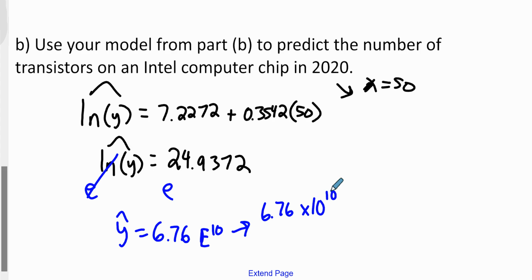It actually will give you a lot of zeros. It's 67,600,000,000. It's moving that exponent over 10 places. So this is 67 billion 600 million transistors.